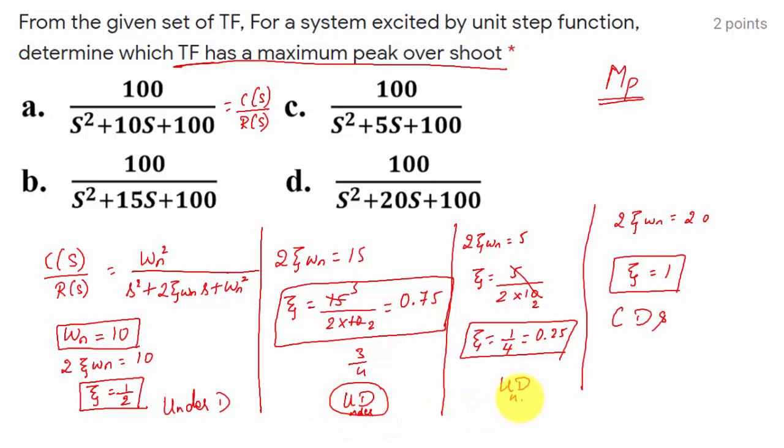Now we know that maximum peak overshoot is inversely proportional to zeta. So where zeta is minimum, there you will get the maximum peak overshoot. So the corresponding option is option C.